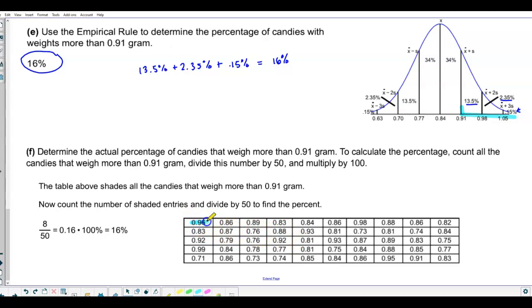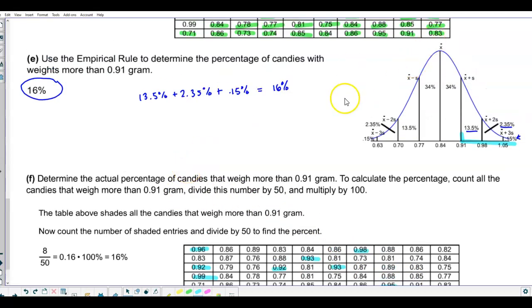So we have 1, 2, 3, 4, 5, 6, 7, 8. Now, keep in mind here, it doesn't say inclusive.